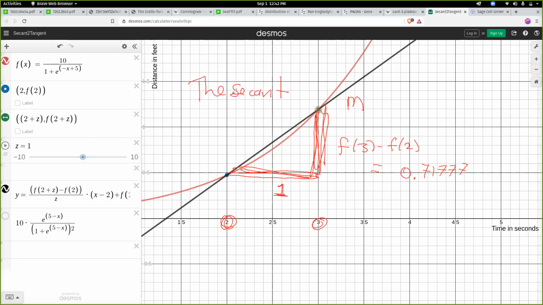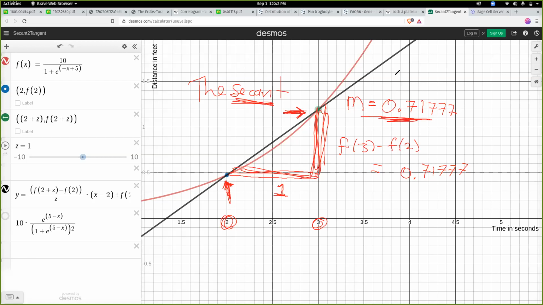And the secant depends on this point that you're interested in. So we're interested in this point. And it varies depending on what you choose as the second point here. Okay. So for the second point, we chose 3, but we could have chosen something else. And what we get is the slope of that secant line is 0.71777. And now this means two things, right?